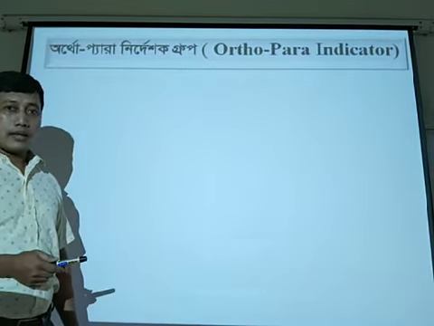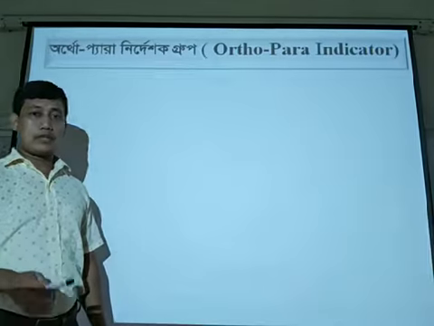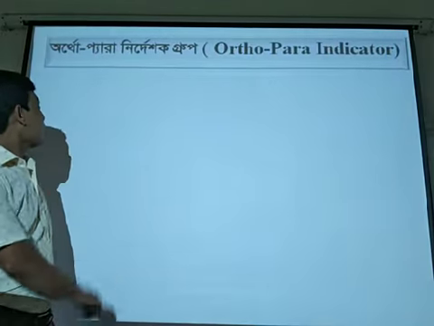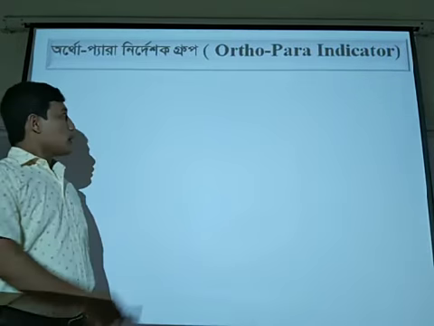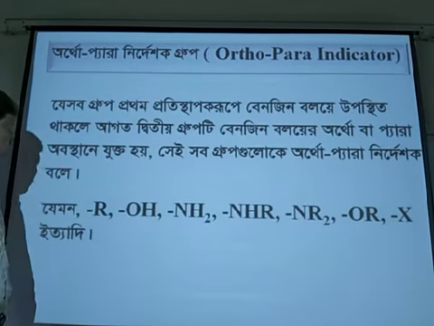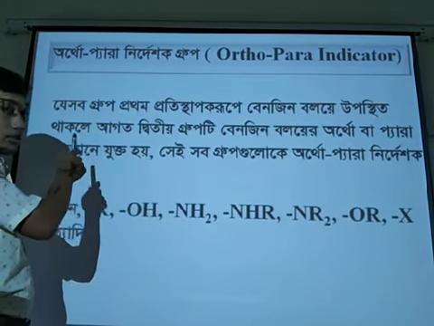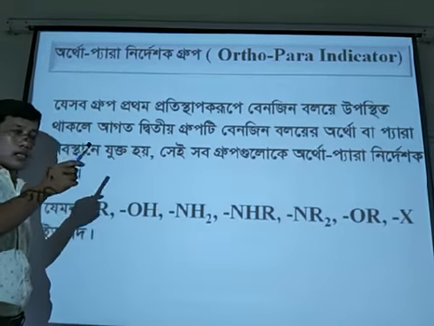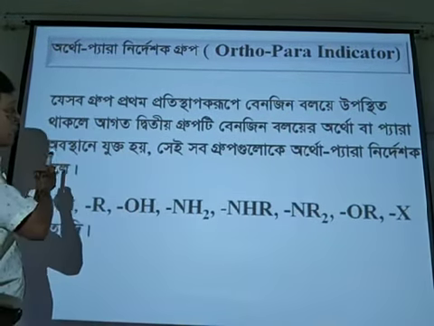Depending on this character, we have to know the indicator groups. There are 2 types of indicator, that means 2 types of characters of substituent: the first is the orthopara indicator group, and the second is the meta indicator group. So dear student, what is an orthopara indicator group? If a substituent is present as the first substituent and it indicates that the second substituent will be attached to the orthopara position, then it is known as an orthopara indicator.